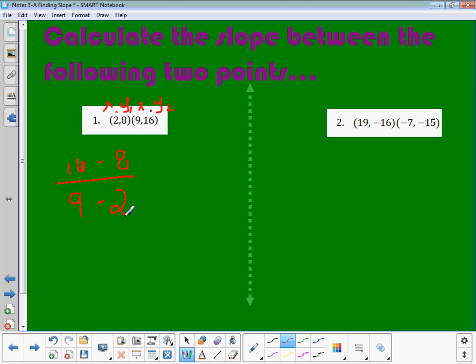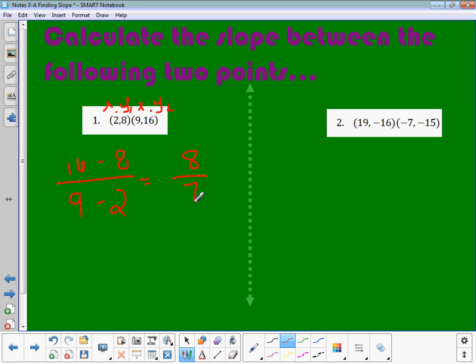Here are the mistakes that I see students making the most. The mistakes are either combining the x's and y's on top or putting the x's on top. It's y2 minus y1 divided by x2 minus x1. So let's take a look at that. We have 16 minus 8, which is 8, and 9 minus 2, which is 7. Once you get to this point, the last thing you want to do is check to see if it can be reduced. 8 divided by 7 cannot be reduced.